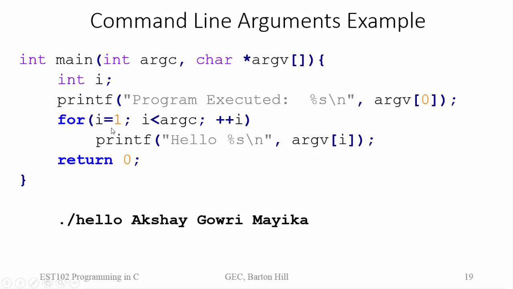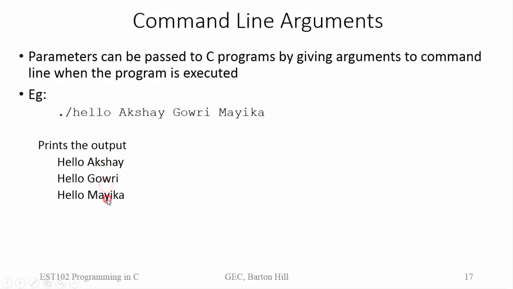So the first value of i will be 1. Here we will print argv[1], that is Akshay. So we will print hello Akshay, then a newline character, then we come to the next line, and i is incremented to 2, which is less than 4. Again we will print hello argv[2], that is Gauri. Then i becomes 3, which is less than 4, so it will print hello and the value inside argv[3]. argv[3] contains Maika, so it will print hello Maika. So this will be the output of our program: hello Akshay, hello Gauri, and hello Maika.